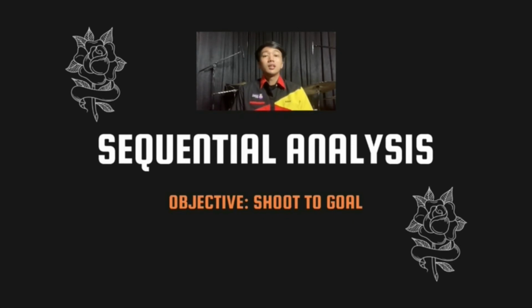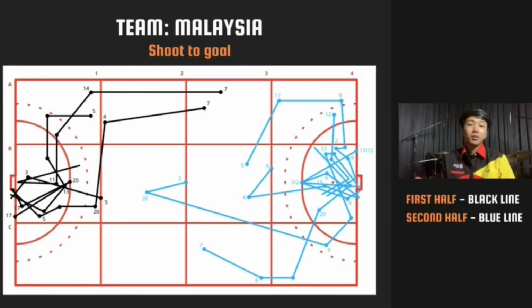So that is sequential analysis. Now I'm going to share with you the sequential analysis on shoot to goal of Team Malaysia. As you can see, the hockey field is separated into A, B, C and 1, 2, 3, 4. As you can see, there are many lines, which are black lines and blue lines.